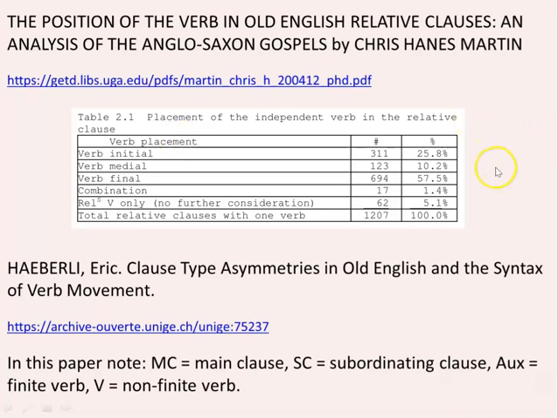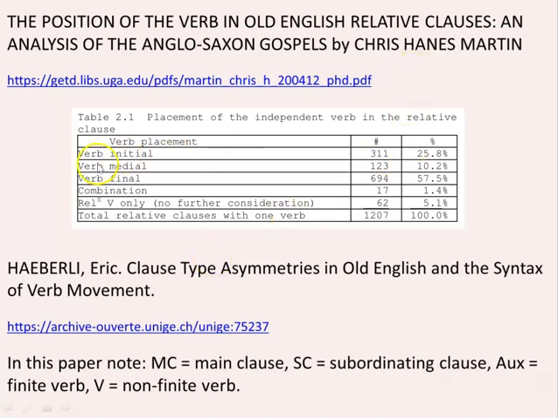All right, so let's get down to quantifying how often verbs in subordinate clauses go to the end. I went looking for some material and I found a PhD dissertation by this individual, on the position of the verb in Old English relative clauses. It's just looking at relative clauses; it's not the only type of subordinate clause, as I pointed out before. It's an analysis of the Anglo-Saxon Gospels by Chris Haynes Martin and can be found at this link, and hopefully I'll remember to put this link in the description below the video.